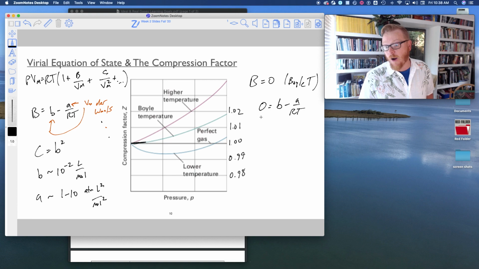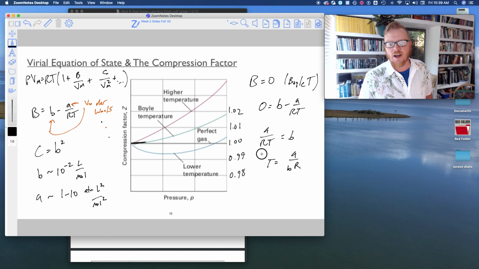Okay, so now I can do some algebra and solve for T. I would encourage you to do that. Okay, pause the video and do that. Otherwise, you can watch me do some algebra and get the answer, okay? So that's a over RT equals b, and then flip the position of T. And so now T is going to equal a over bR.